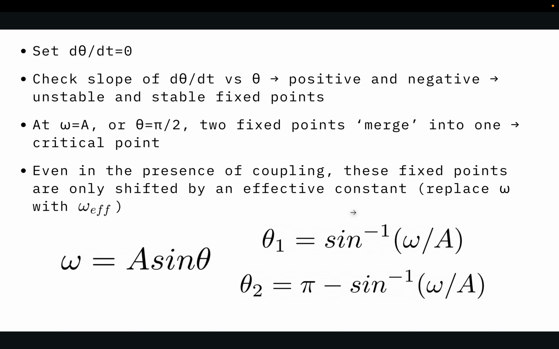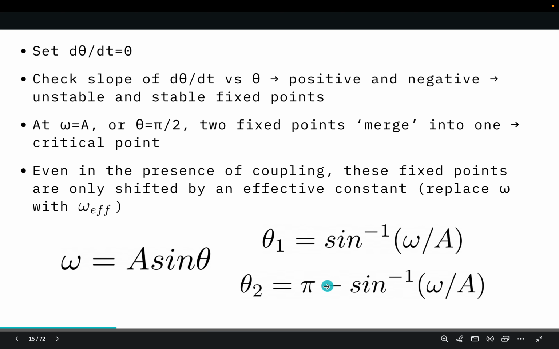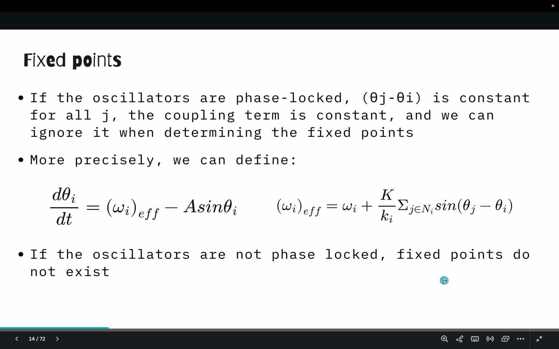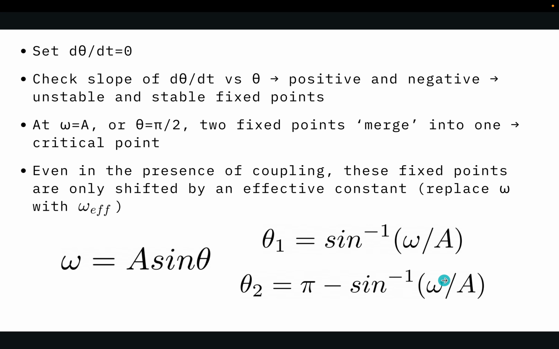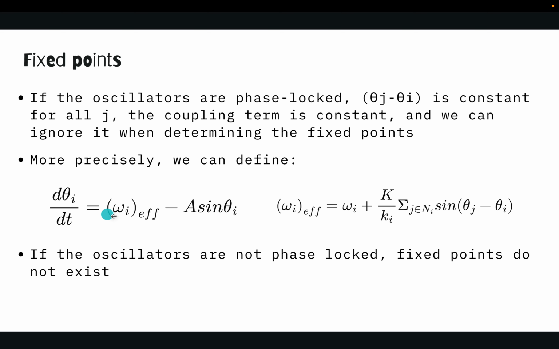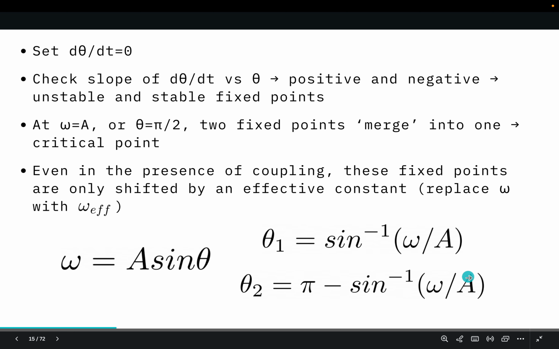But you can also have a second fixed point, which is pi minus sine inverse omega over a. Why? Well, think about it. If you have sine theta is omega over a, and theta is pi minus sine inverse omega over a, then that also satisfies this equation. You can check for yourself. In place of theta you put the value pi minus sine inverse omega over a.